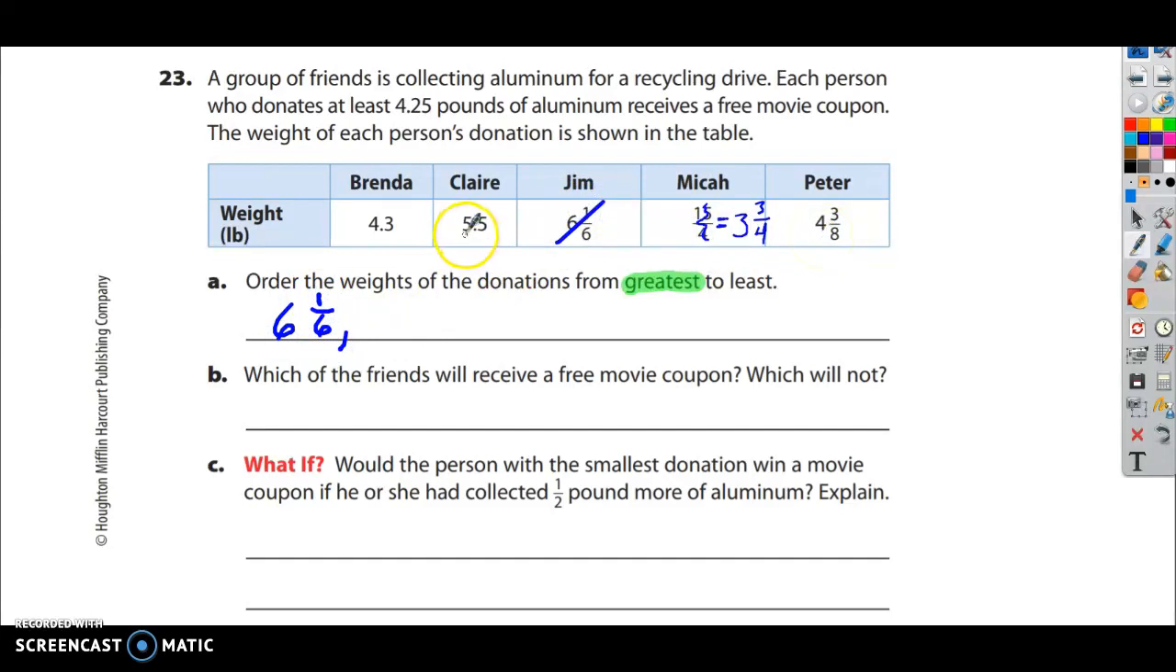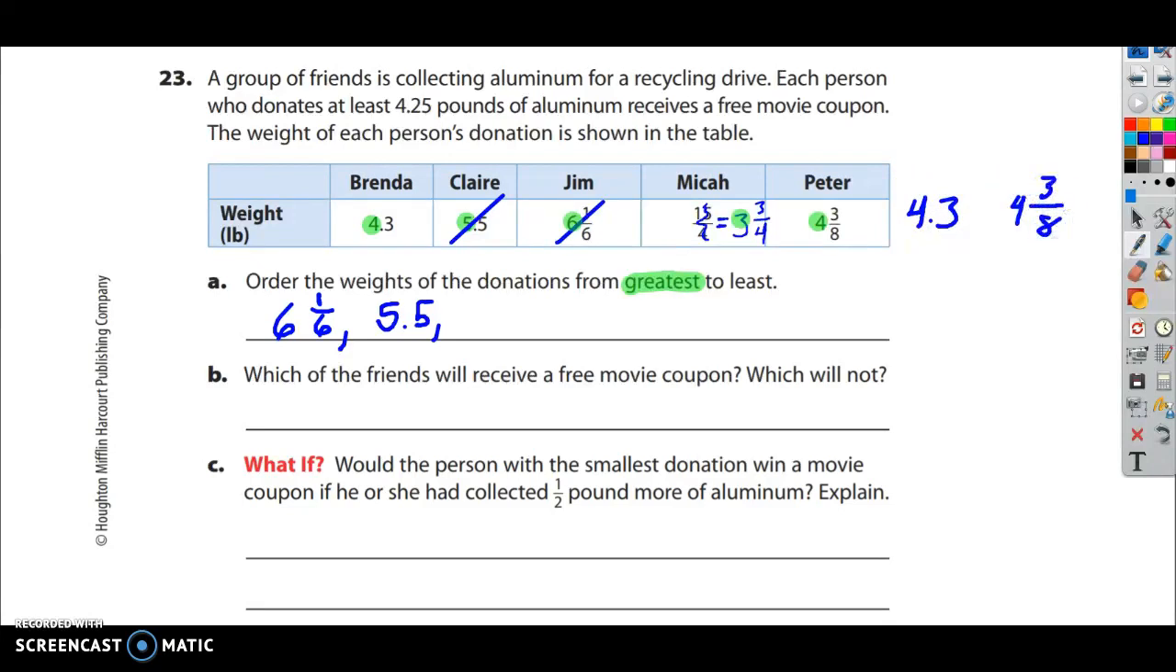And then out of all my whole numbers, let's just highlight my whole numbers here. We've got 4, 5. I already did 6, 3, and 4. My next biggest whole number is 5.5. And now I've got 4 and 4, and I just need to figure out which one's bigger. What's bigger, 4.3 or 4 3/8?